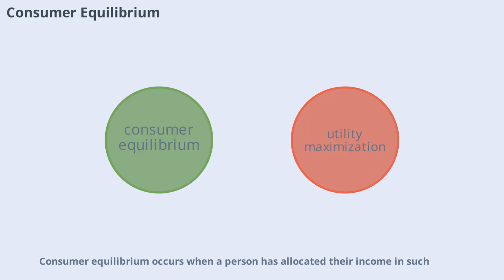Consumer equilibrium occurs when a person has allocated their income in such a way that they cannot increase their utility by changing their consumption bundle. This happens where the highest possible indifference curve is tangent to the budget line. At this point, the ratio of marginal utilities to prices is equal for all goods. Understanding consumer equilibrium helps explain how people make rational choices and how prices influence consumption patterns.